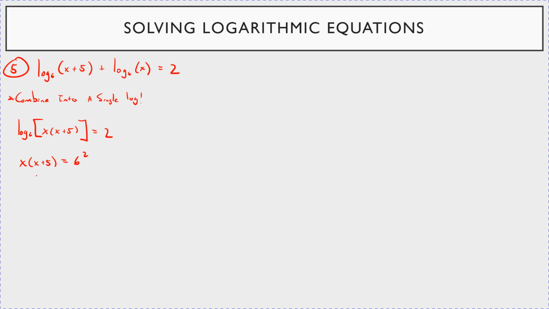Well, now you just need to solve this. So this is x squared plus 5x when I distribute is equal to 36. So now you just have to solve this as a quadratic equation. Move the 36 over. You just have to solve this now by factoring. What two numbers multiply to negative 36 and sum to 5? That would be x plus 9 times x minus 4.